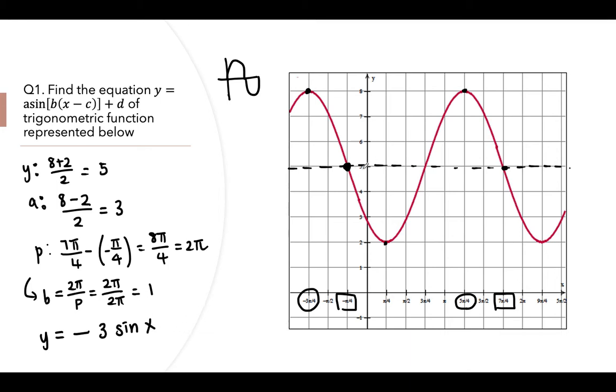Now the phase shift, for sine, we moved left by pi over 4. So it's going to be plus pi over 4. You have to do the opposite of sine every time you put it in the bracket. And then the equation of axis is 5.